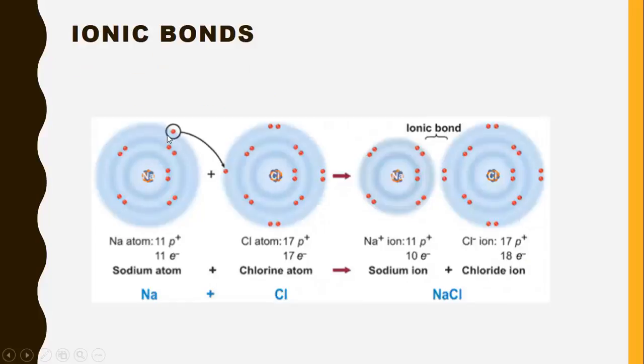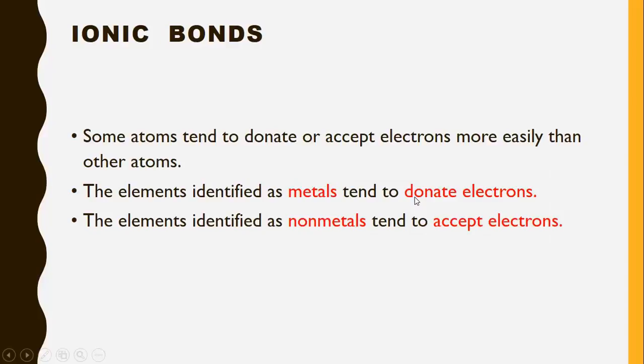Again, here is a picture. The electron was given to chlorine, and this is its ionic bond. They're just held together by electrostatic forces, so Na and Cl. Generally metals will donate electrons, and nonpolars will accept the electrons. The metals will give it away, and the nonpolars will take it.